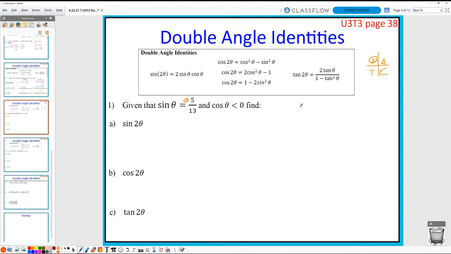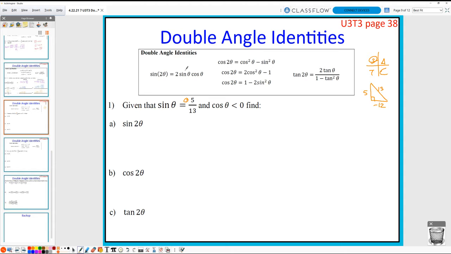My triangle, if you're trying to sketch it out, will look something like this, where you have 5 and 13 this way and negative 12 over here. Because it's the second quadrant, and in order for my cosine to be negative, my adjacent must be negative, right?